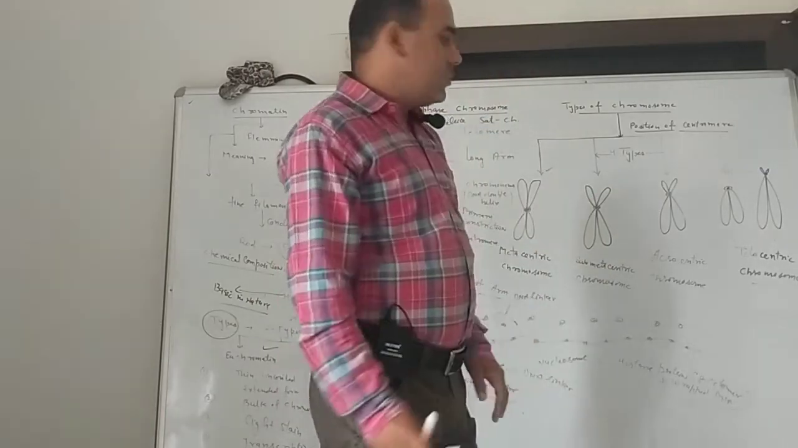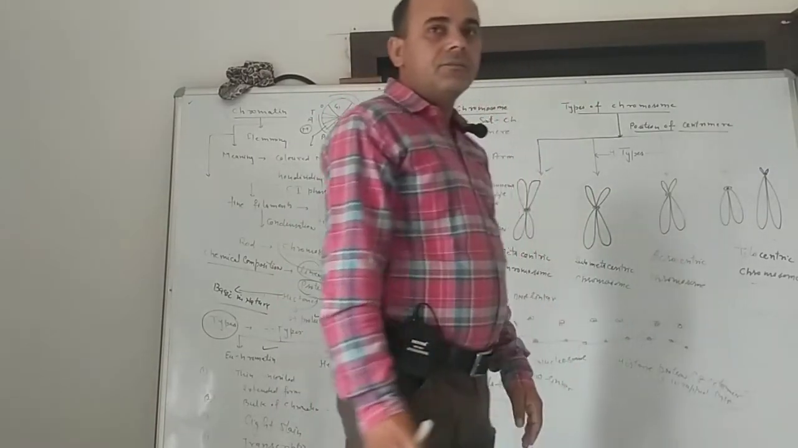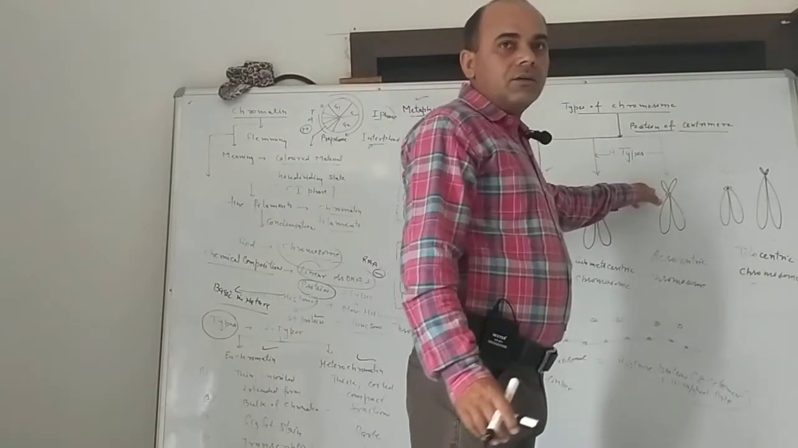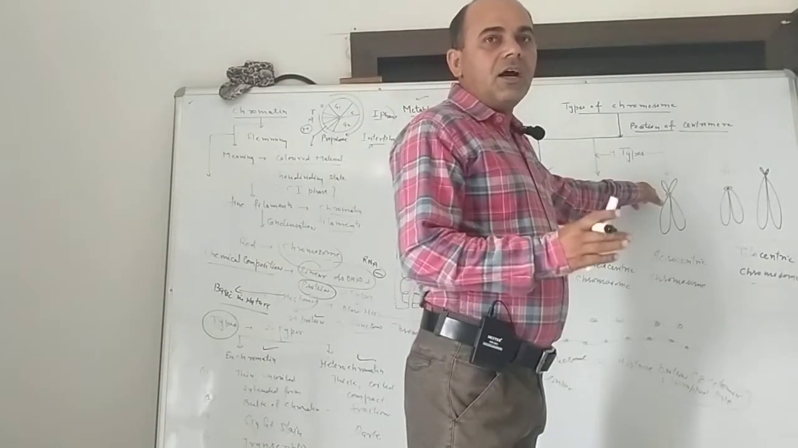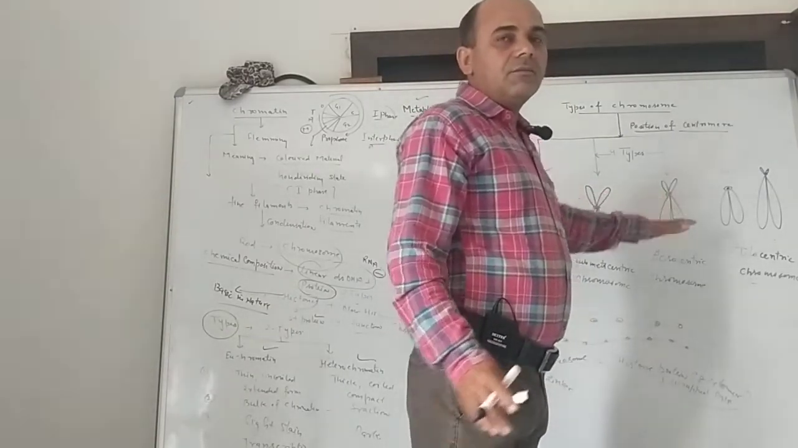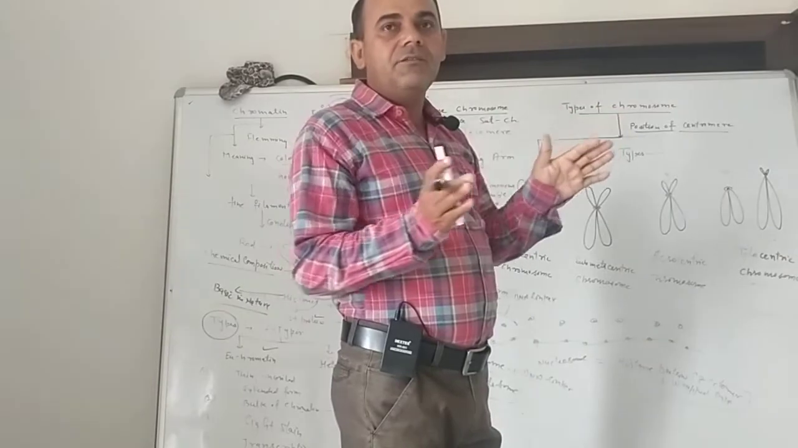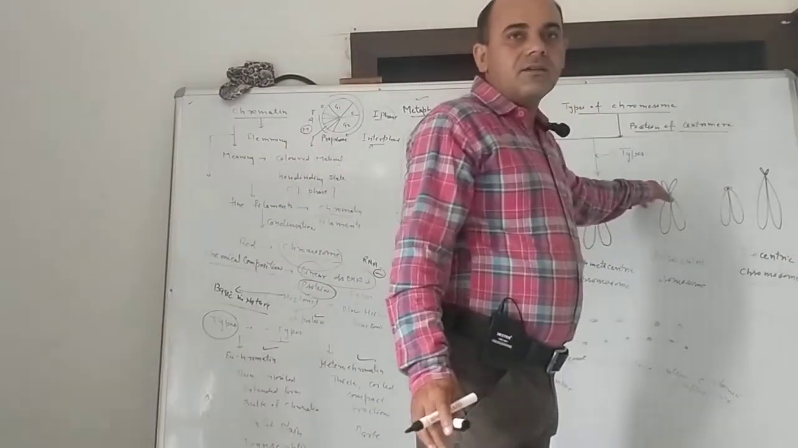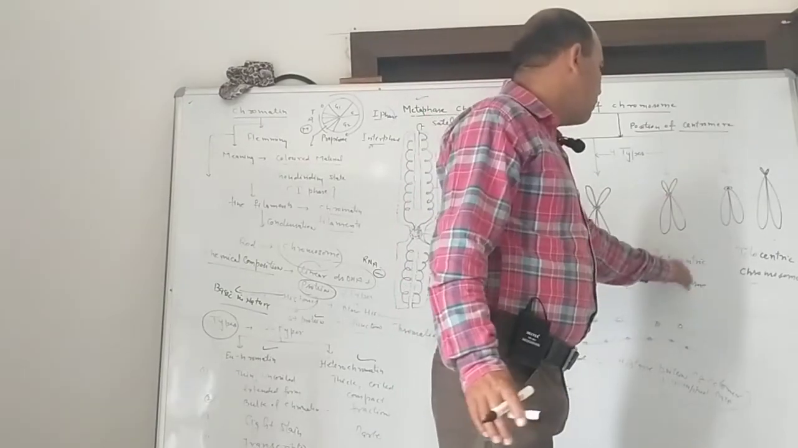The third type is called acrocentric. It means the position of the centromere is far away from the center. It is not at the middle. Middle से काफी दूर है. It is away from the center. So that's why this category of chromosome is called acrocentric.